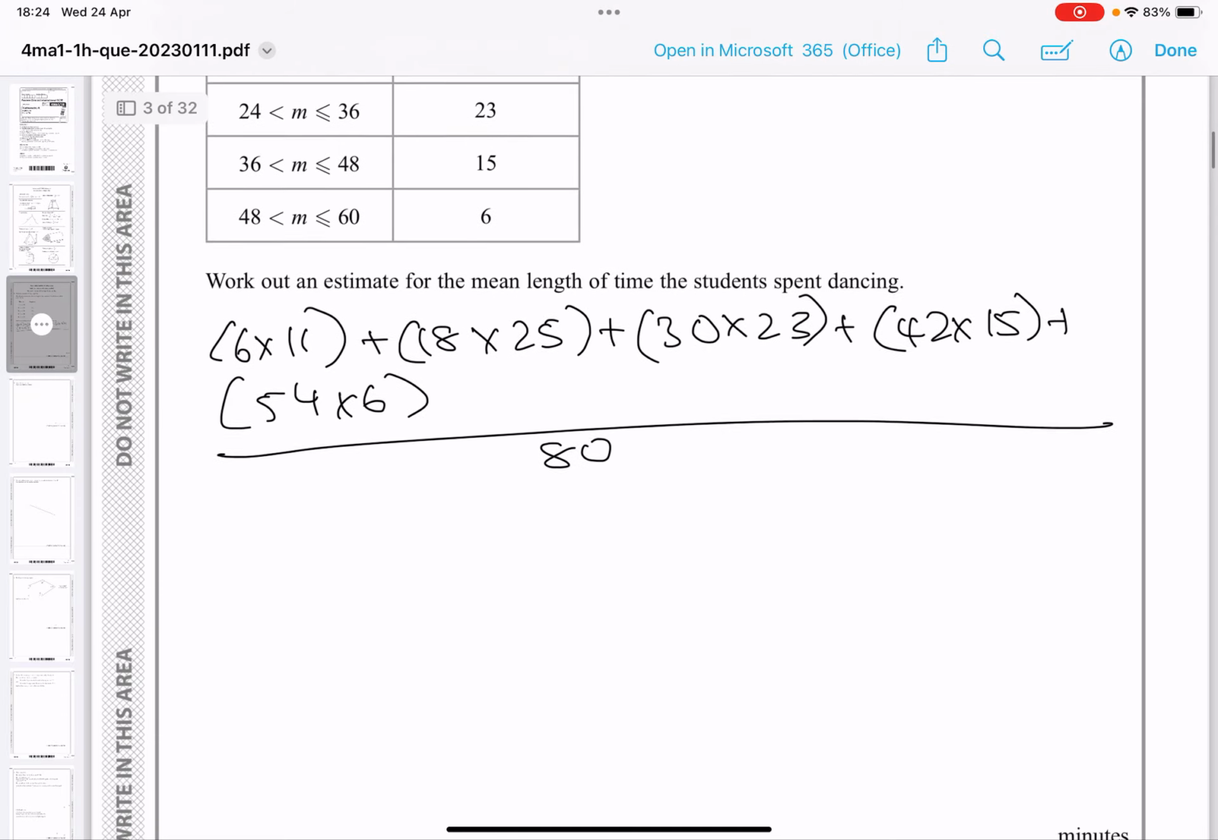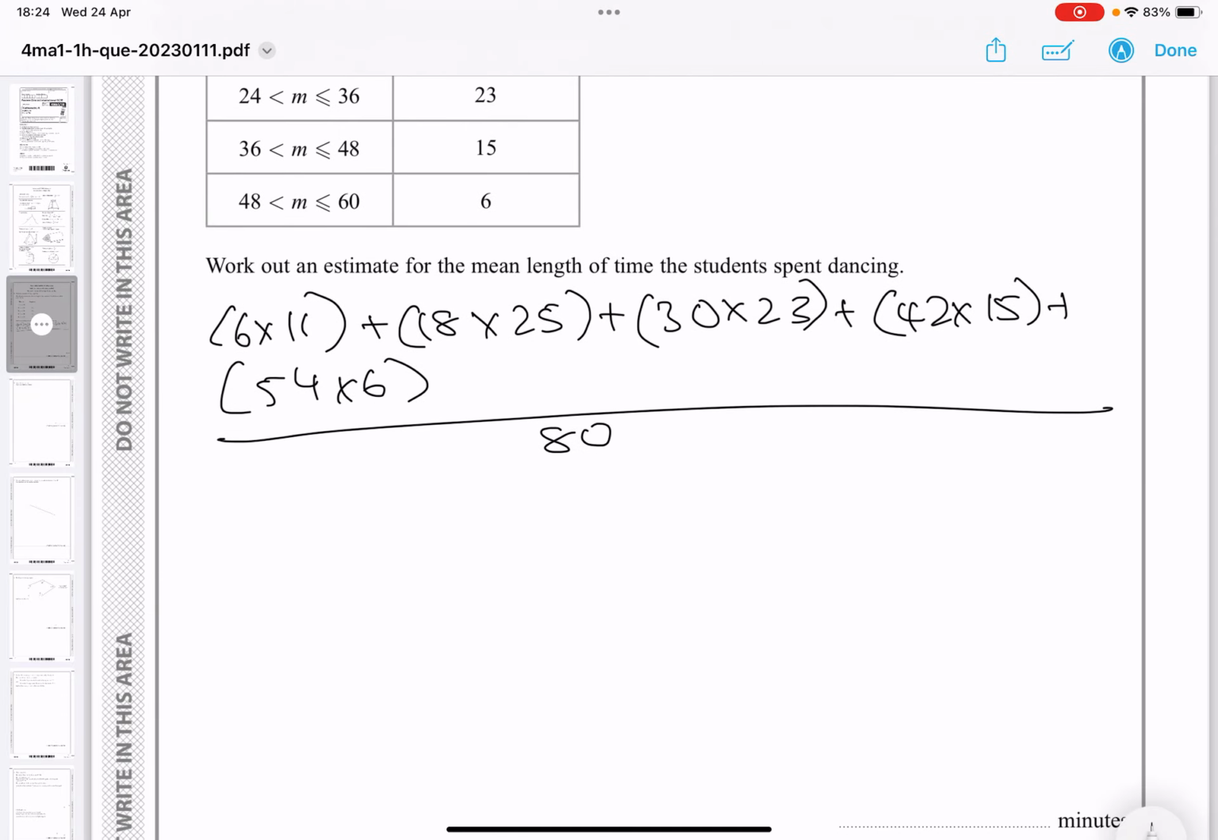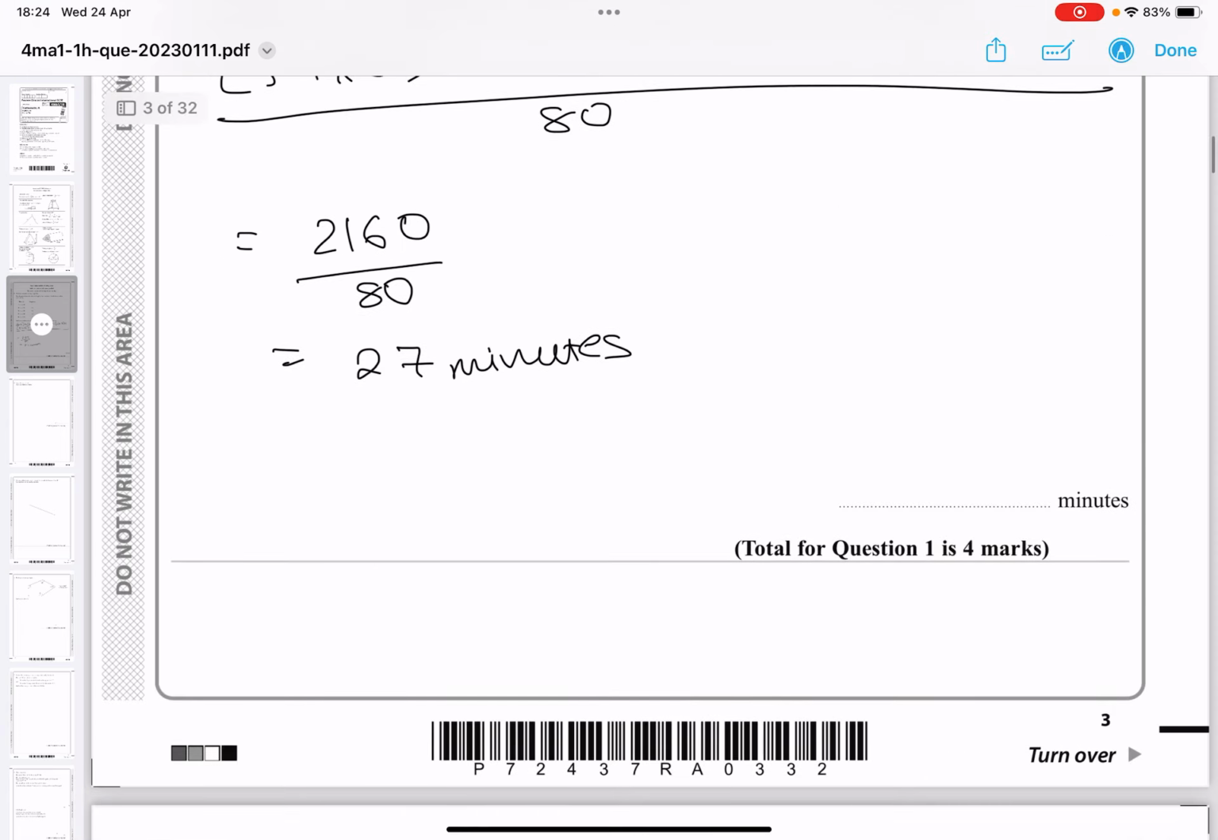So now if we work this out, if you work the top out, it's 2,160 and you divide it by 80, which will give you an answer of 27 minutes. So that's the mean length of time, okay? So we can write 27 here.